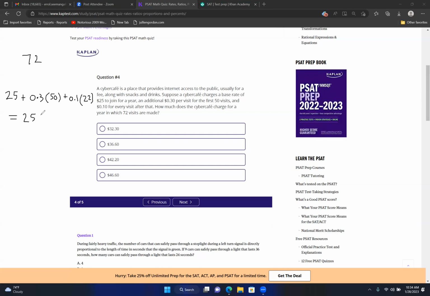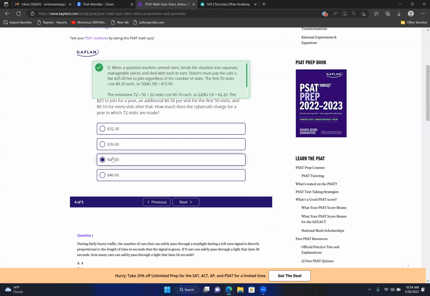25 plus 30% of 50 is what? 15. And then 10% of 22 is what? 2.2. Yeah. How much is that? 42.20. Okay. There's your 40, those two is 40, and then 2.2, 42.2.